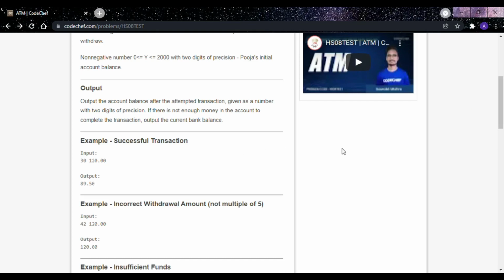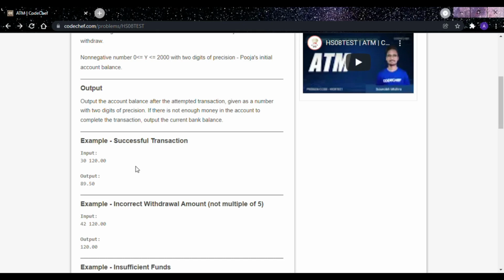Now let's have a look at some of the examples we have here with us. So the first example is for a successful transaction. In this example, the input values are 30 and 120. So 30 US dollars is the withdrawal amount and 120 US dollars is the initial account balance. Now if we subtract the withdrawal amount from the initial account balance, which means 120 minus 30, it will give us 90 US dollars.